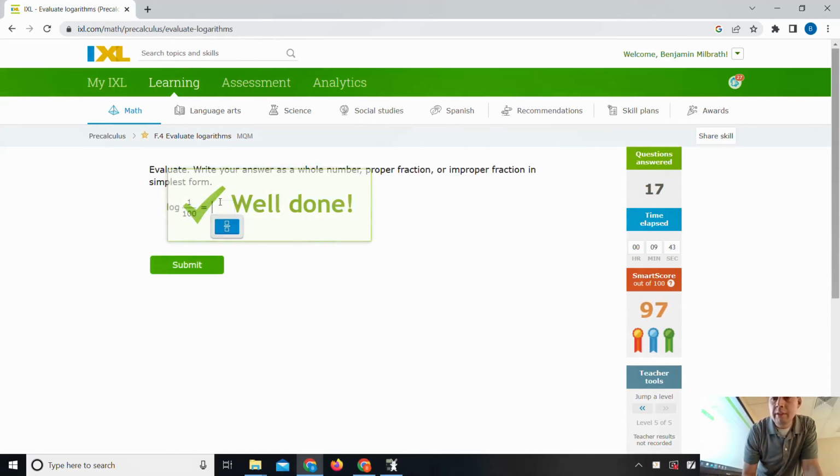So I want my kids taking this thing to a 95, because at 95 they have a semi-decent understanding of evaluating logarithms.